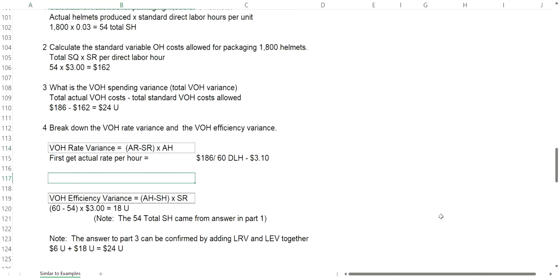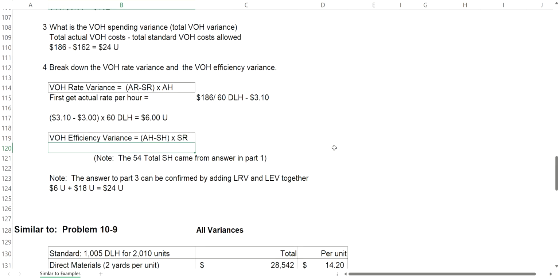Okay, now I will fill it into the formula, which is given right here. I will take the actual rate, which I just calculated at $3.10. Remember, the standard rate was given to you at $3 an hour. So I would subtract that first for 10 cents, and then take it times the actual hours, which was given to you at 60 direct labor hours. So when you take 10 cents times 60, that gives you a positive $6. And remember, a positive is unfavorable.